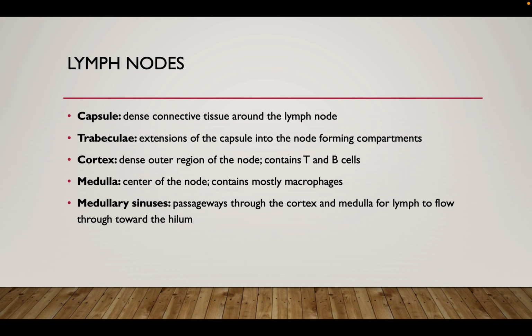So trabeculae is also a term that's thrown around when you talk about the skeletal system. So trabecular bone or spongy bone. It's this kind of lattice network like a bone. So trabeculae in this sense is just going to be this small extension that's going to divide the node into different compartments. We have a cortex, which is an outer region consisting of T and B cells. We then have a more centrally located medulla, which largely has macrophages. And then we have these little sinuses that are little passageways from the cortex to the medulla that allow lymph to flow as it enters the lymph node.